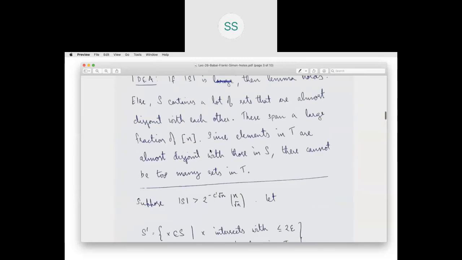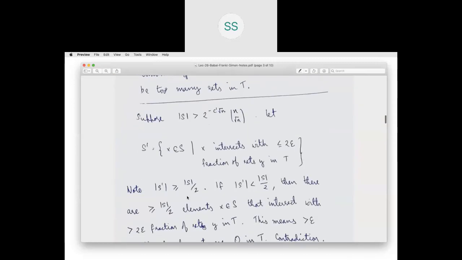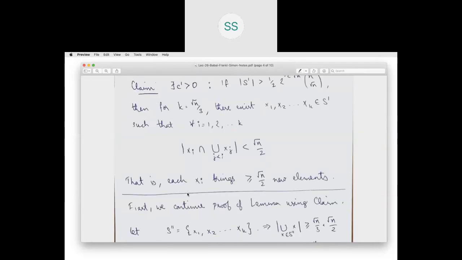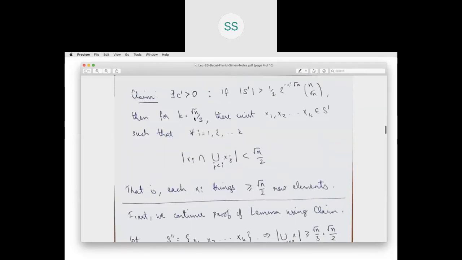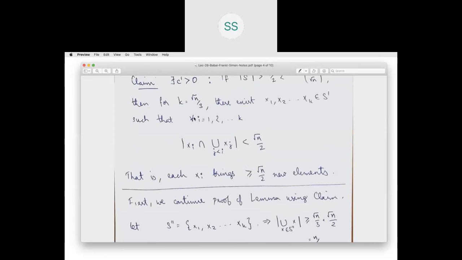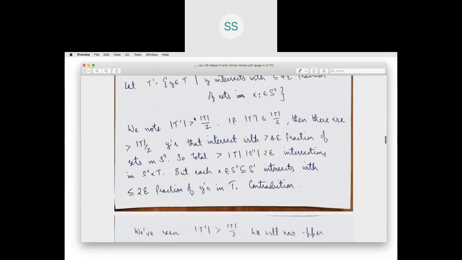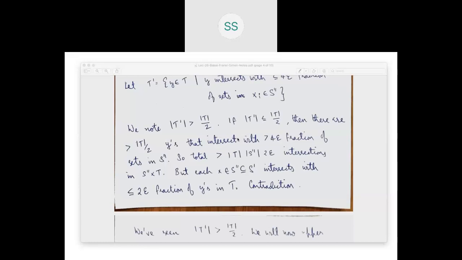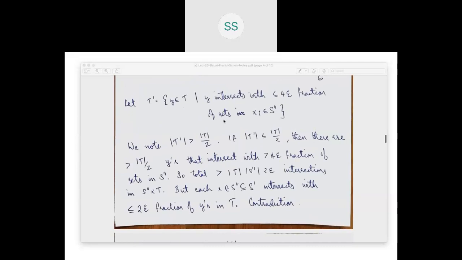So we have S prime, which is at least S by 2, and within S prime we chose S double prime of size square root n by 3. Again, how we get S double prime is going to be proved later as proof of the claim. And within T, we have T prime which is of size at least T by 2. And now the property is that for any Y in T prime, Y intersects with at most 4 epsilon fraction of the sets.